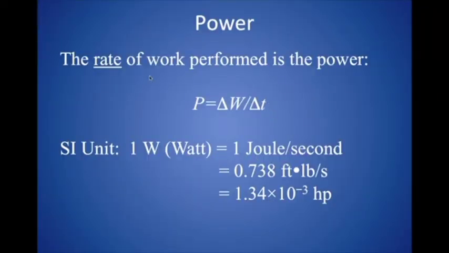Power is the rate of performing work. So the change, this little triangle means change. Change of work divided by the change of time gives you the power. It's measured in watts, which are joules per second. And you can compare, roughly speaking, a kilowatt, 1,000 watts, is roughly a horsepower, 1.3 horsepower. Okay. So kilowatts goes to horsepowers.